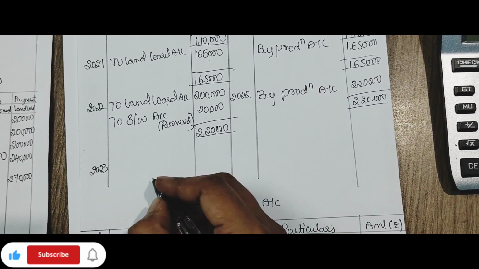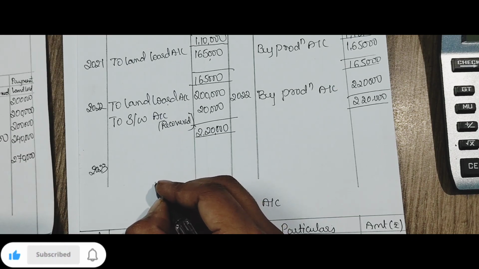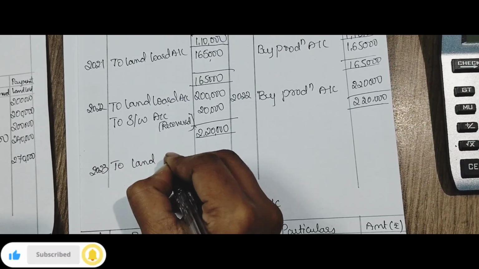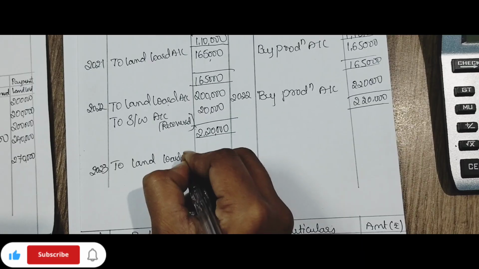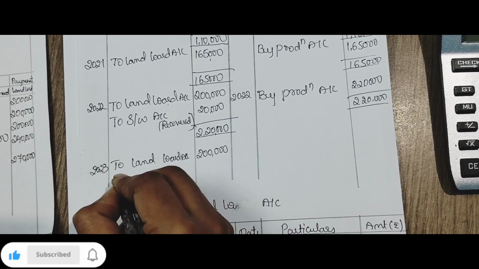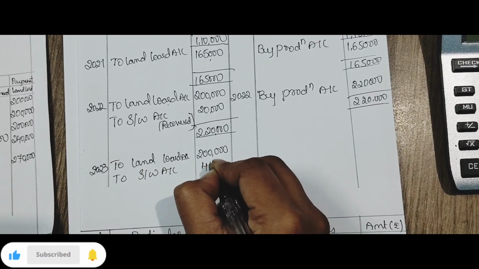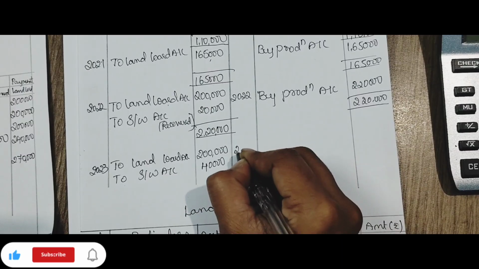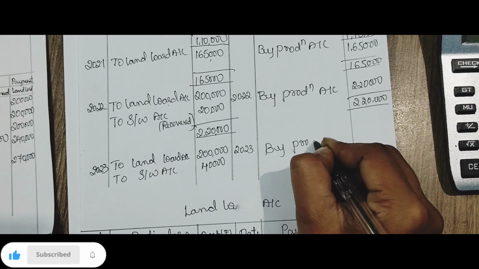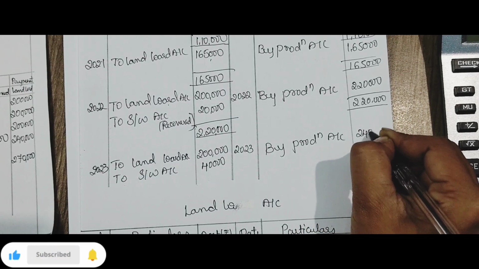2023. For 2023, we have short working. Again, we have recovered. To landlord account 2 lakh, short working account 40,000, and we are transferring this to production account 2,40,000.